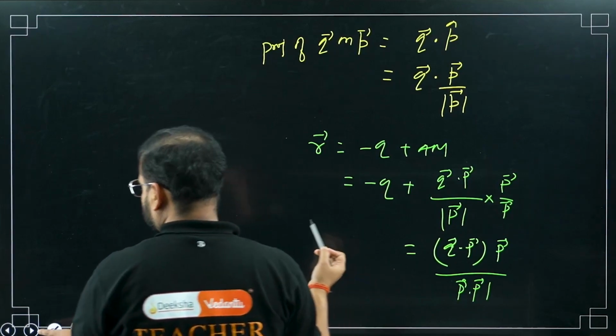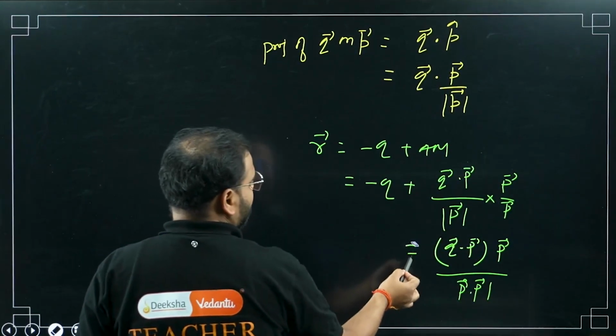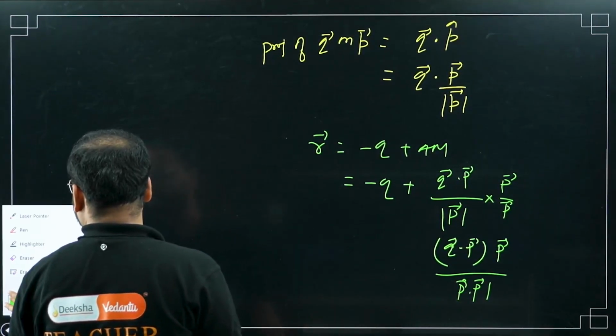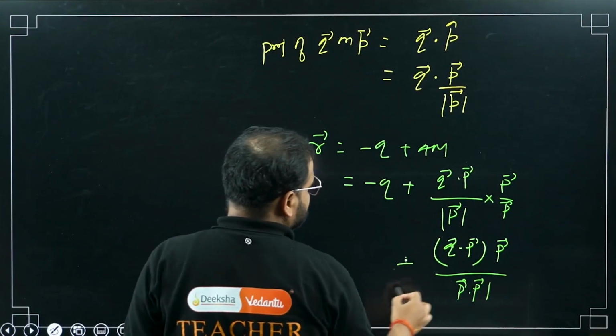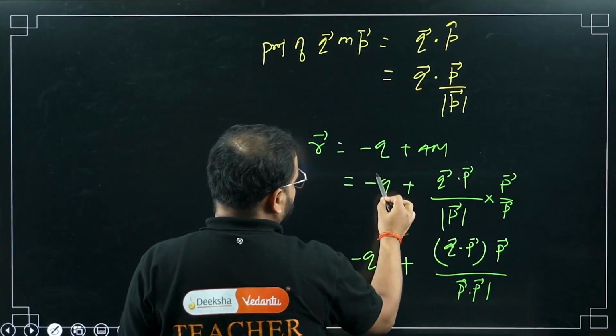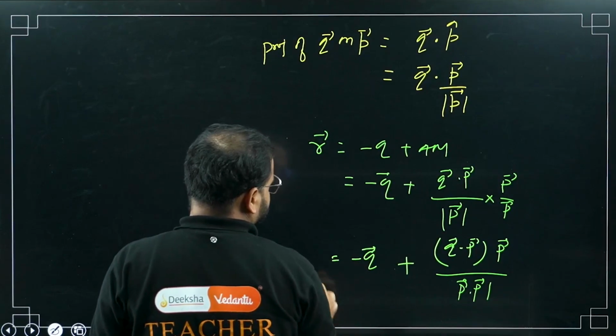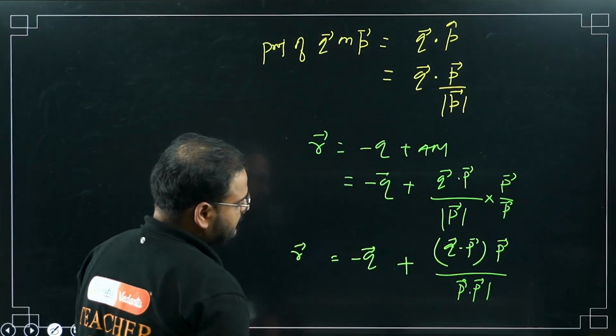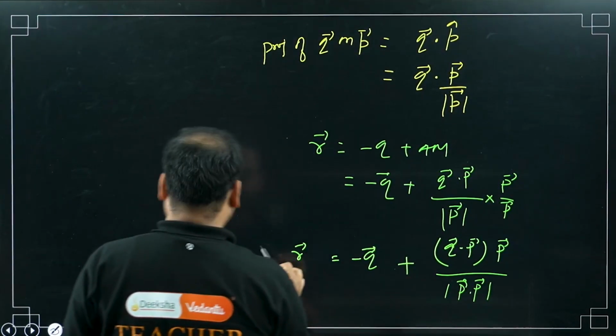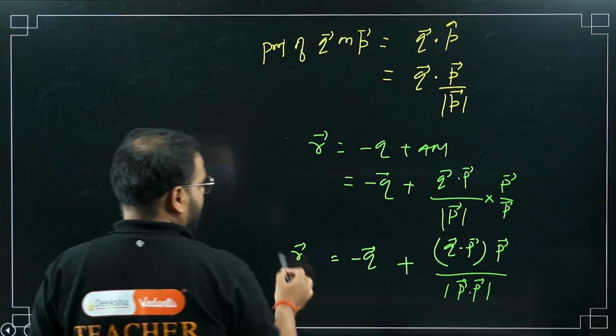Okay, now do one thing. Just write the whole statement. There's a change, I will give you the change. Plus minus q. This vector r, this is my answer. That's what the answer is. Have a look.